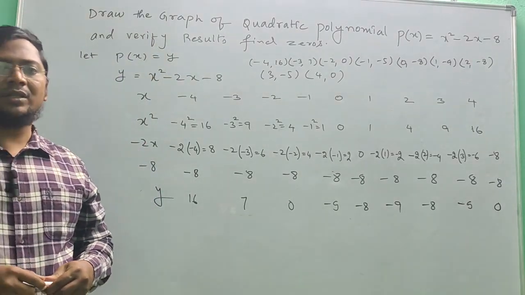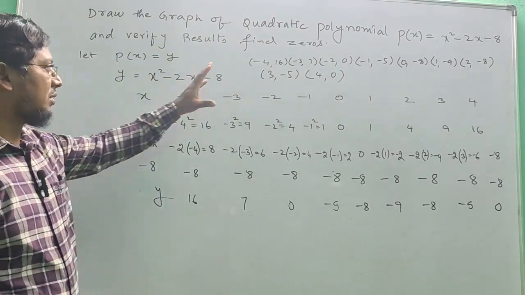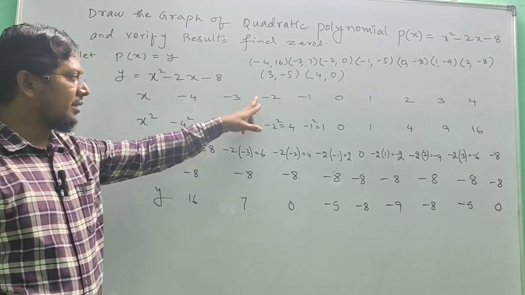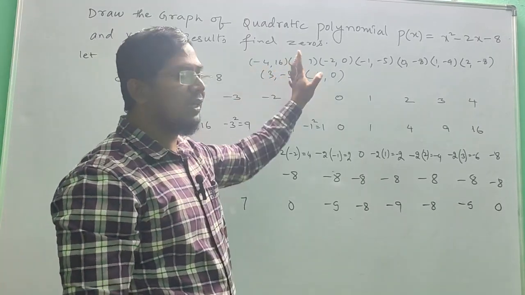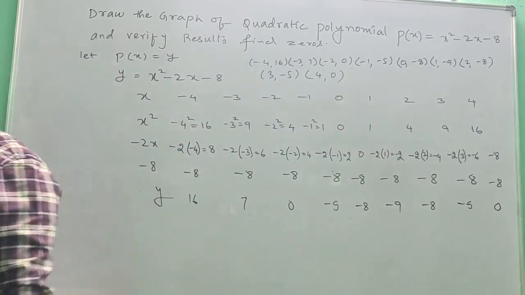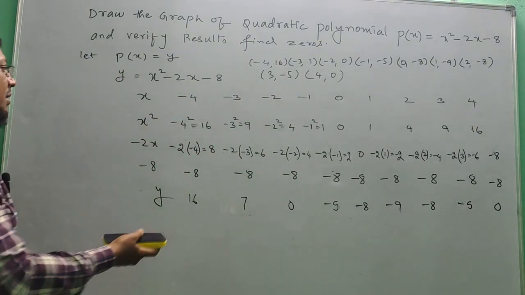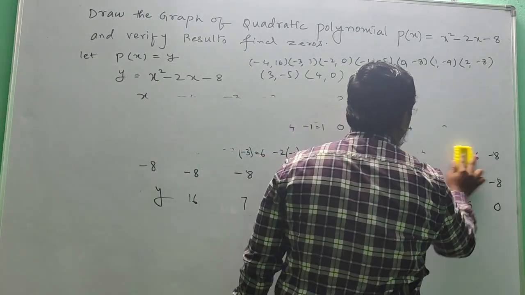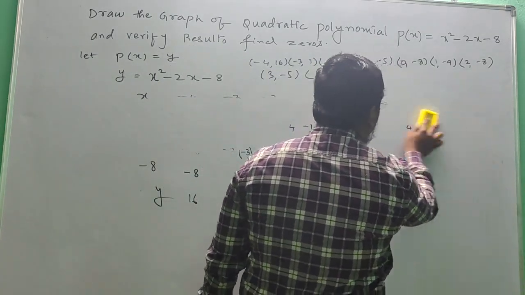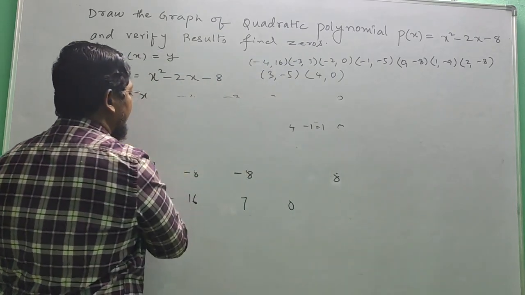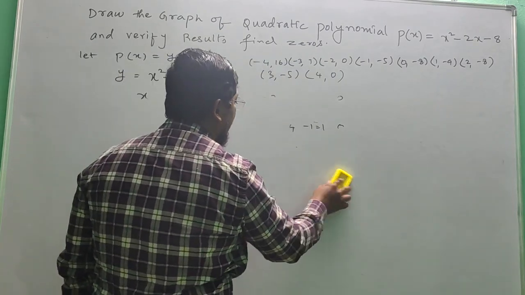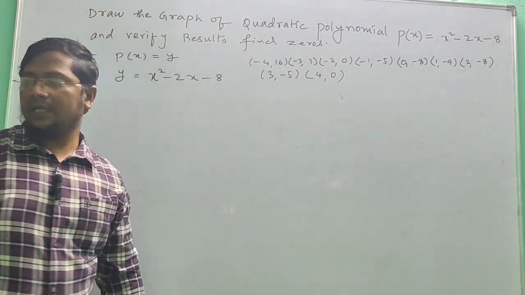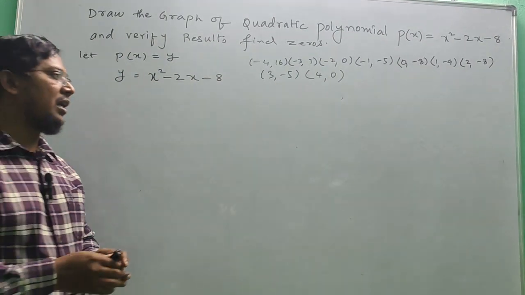These values we have to plot on a graph paper. So how do these values come? We have to get x and y, x and y, x and y. Like this we have to take. How to plot these values on the graph paper? The most important thing, student: the values we have to plot on the graph paper are the zeros of a polynomial, meaning the points which touch the x-axis on a graph paper.